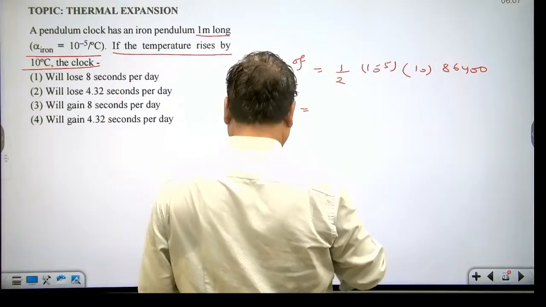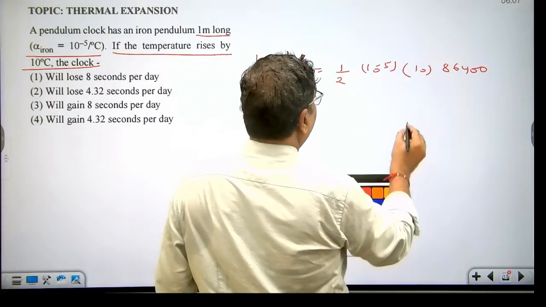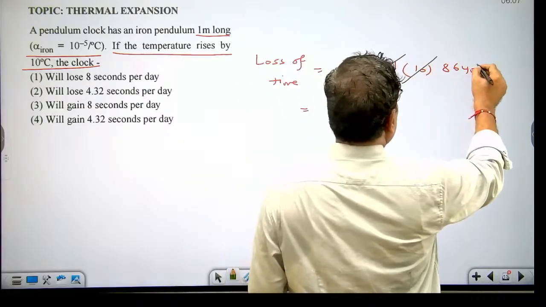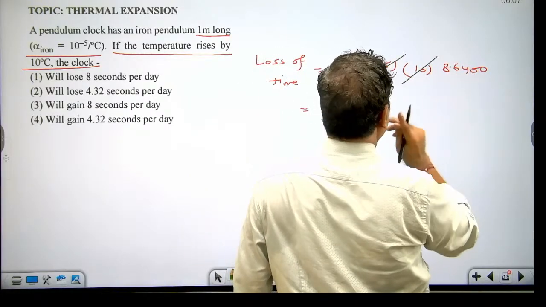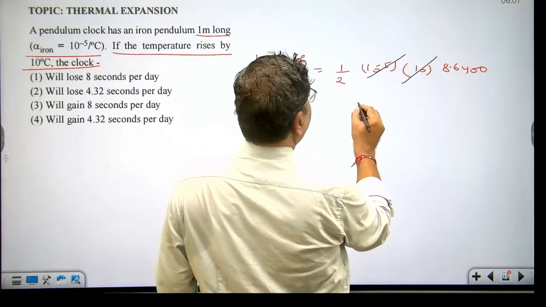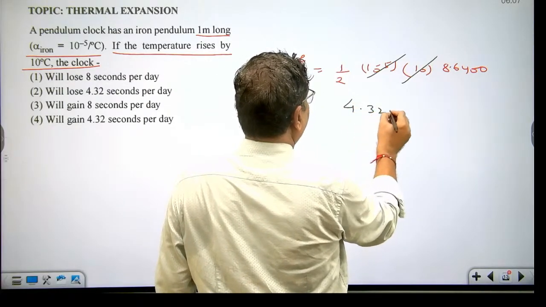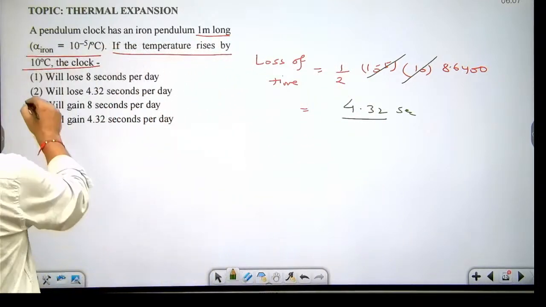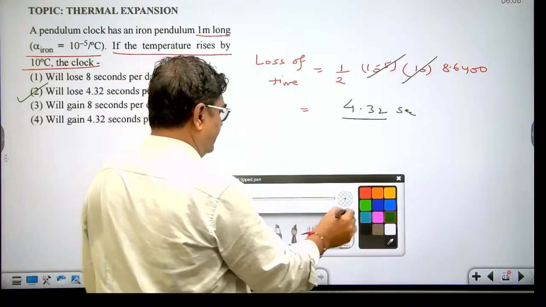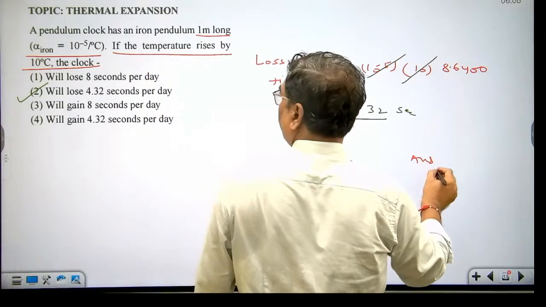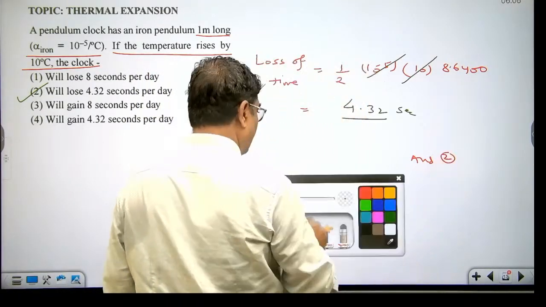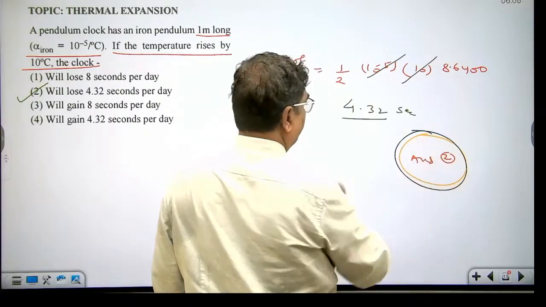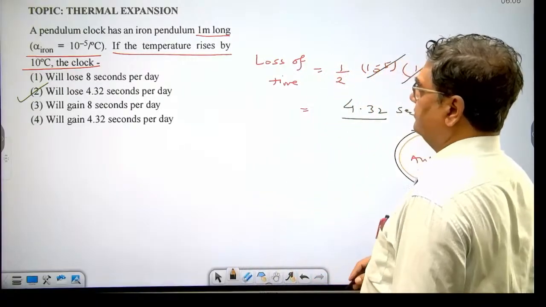Now, if we solve this, this is 10 power minus 5, so this is 10 power minus 4, and this becomes 8.64. So 8.64 becomes 4.32 seconds. It will lose 4.32 seconds per day. So out of 4 choices, option 2 is the correct choice. Remember, in a hot country, it will lose time. When temperature increases, it will lose time. So answer 2 is the correct answer.